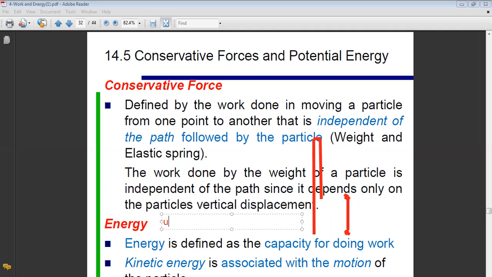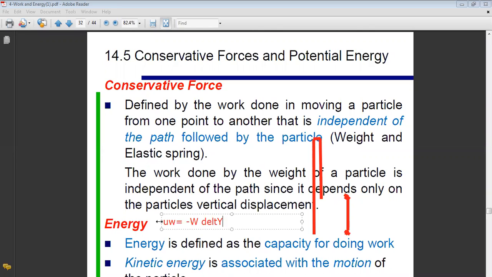The work of the weight is just minus W delta Y. So it's only a function of delta Y, which is Y2 minus Y1, the initial Y and final Y. So for this case, we say that the work of the weight is independent of the path of motion. And this indicates that we don't have losses, because whatever trajectory we take, if we go back to the same point, we have the same work.